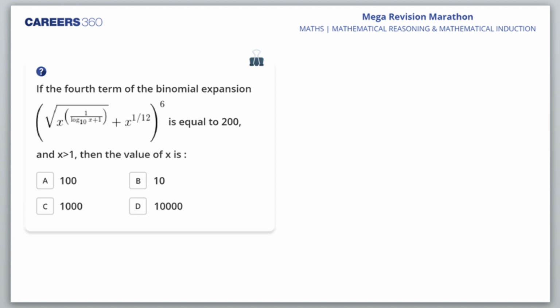So, if the 4th term of the binomial expansion, so there is a very complex, what is the value of x? Okay. Yes, Aditya. Yes, I am waiting for the answer.